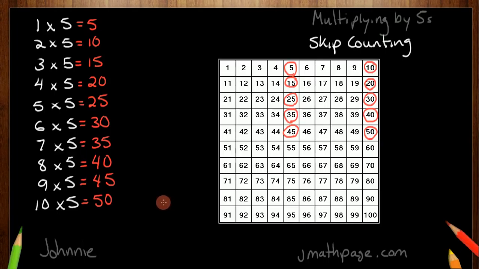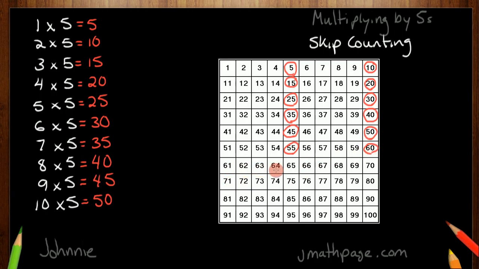Alright, so now we have some multiples of 5. 5, 10, 15, 20, 25, 30, 35, 40, 45, 50. Well, let's see what happens if we continue the pattern on this chart. If I skip count 5 more, 1, 2, 3, 4, 5, I get to 55. Again, 1, 2, 3, 4, 5, 60.